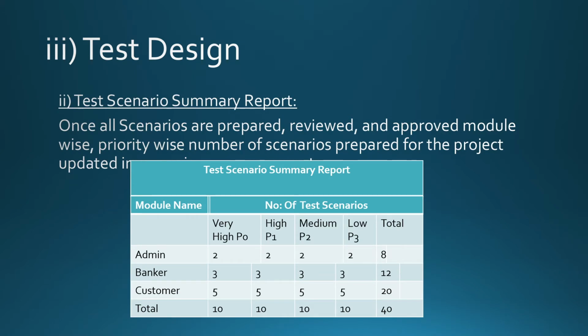So the next specification here is the test scenario summary report. Once all scenarios are prepared, for example from login to logout, in between these two we can have many scenarios, and we can list all these scenarios in a separate report, that is called the test scenario summary report. Once all scenarios are prepared, reviewed and approved, the number of scenarios prepared for the project, module wise and priority wise, is updated in this test scenario summary report.